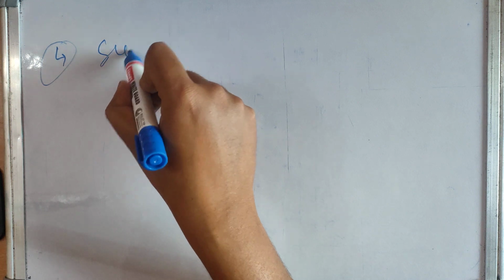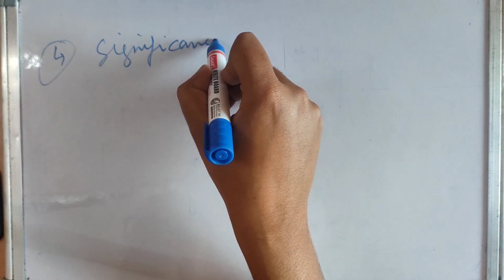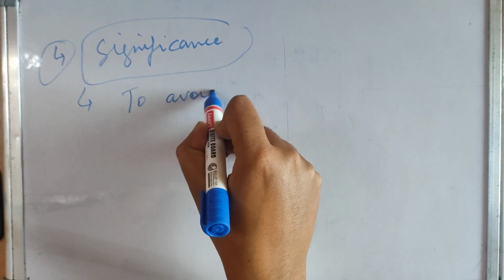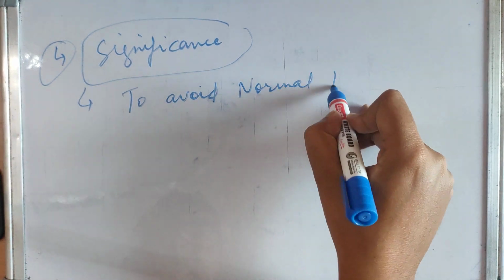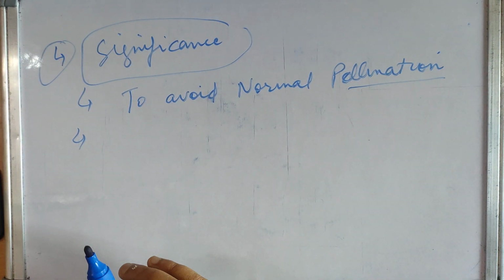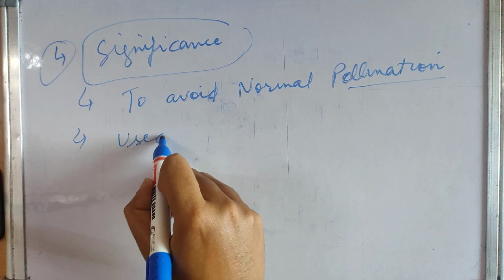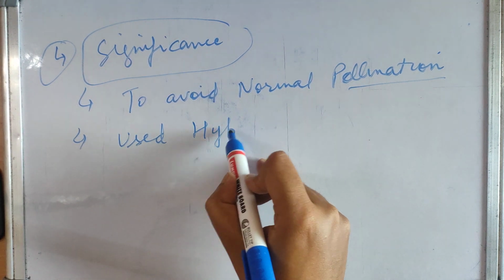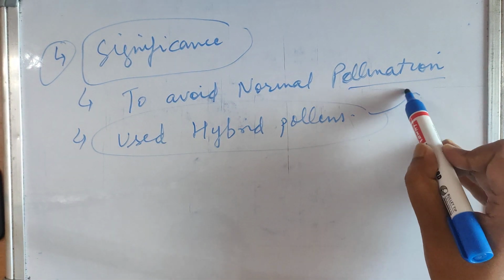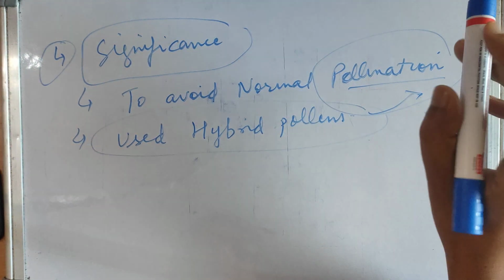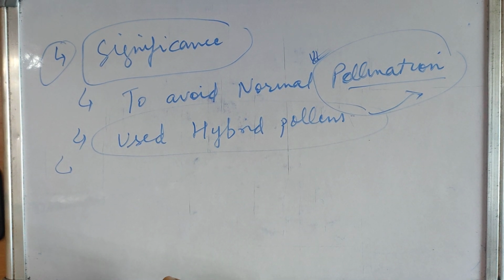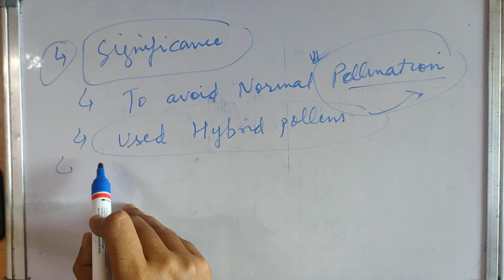What is the significance of detasseling? To avoid normal pollination, first of all. After detasseling, we can use hybrid pollens. Here we see it can promote artificial pollination, hence can help us in hybridization. So through detasseling we are avoiding normal pollination. It helps in producing best corn seeds.